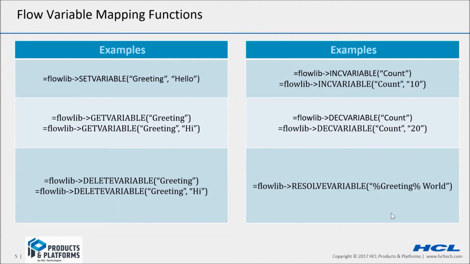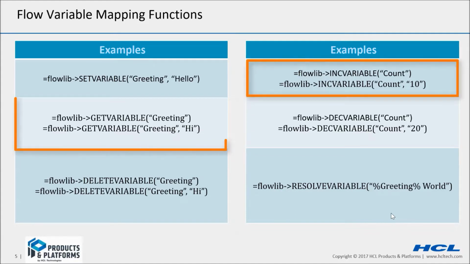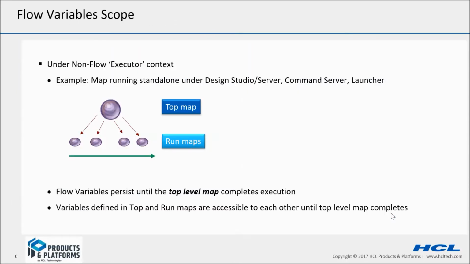Here are some examples, and this is what your map rule will look like in your output. And today we're going to be doing an inc variable and a get variable in our map. The scope, if we're running under non-flow execution, so we're running in Design Studio, Command Server, or Launcher, is that the flow variables persist until the top level map completes execution. And they're active and accessible between the levels of maps the entire time of the execution.